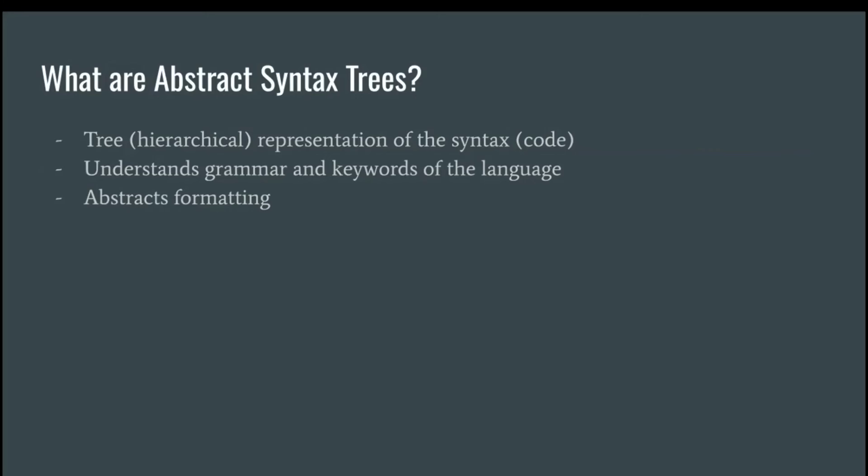So it's a tree, which means that it's hierarchical, and it's got a representation of the code or the syntax. What's important is that it's not just the text of your code. There's an understanding of the grammar and the keywords of the language that are being used. But one thing it does do is it abstracts things like formatting, spaces, new lines.